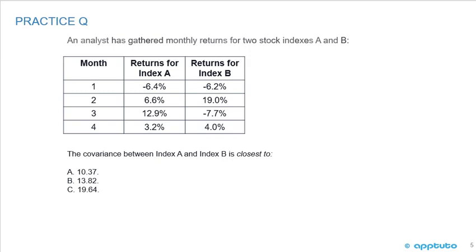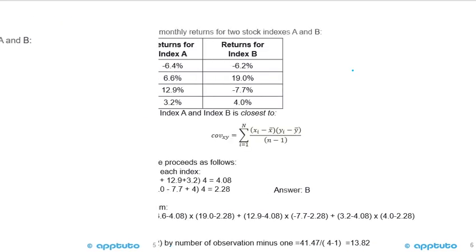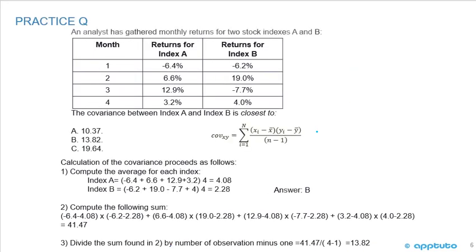The covariance between index A and index B is closest to A, 10.37, B, 13.82, or C, 19.64. Okay, I'd say in the CFA continuum of things, this is a fairly easy question because it's very mechanical. It's just that there's a lot of calculator keystrokes that you need to do in 90 seconds, so speed is a skill that gets rewarded, and you need to be fairly accurate.